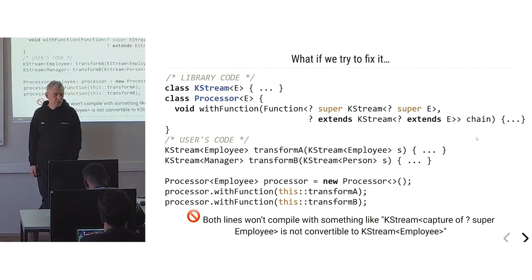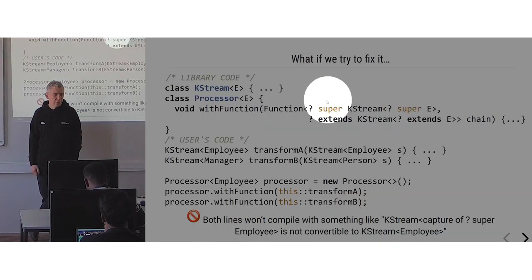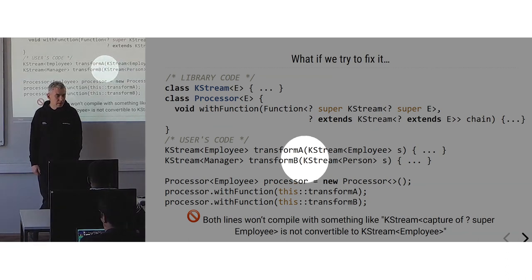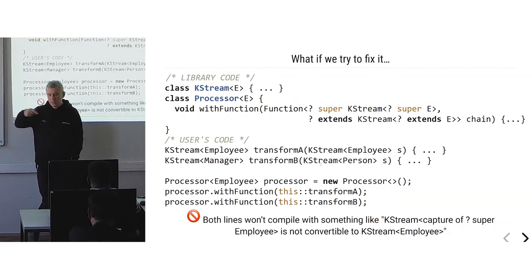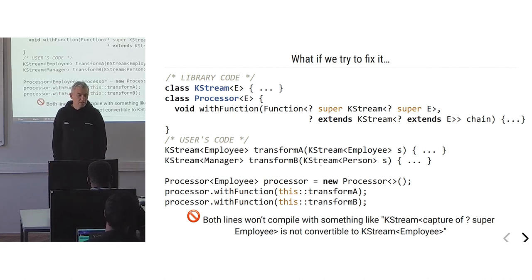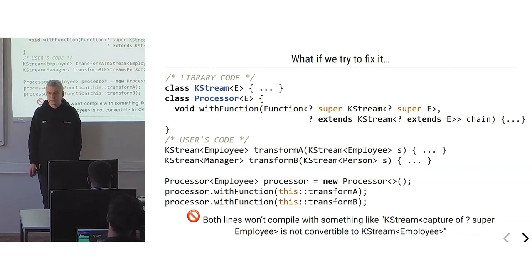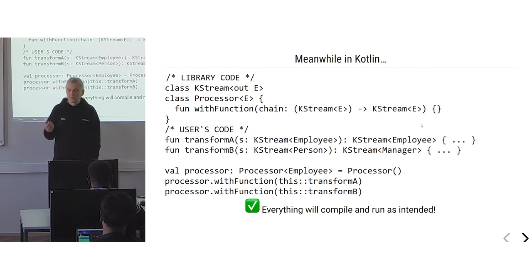So it will just tell you that if you are writing like this, then it expands question mark super KStream of Person as the type of this function. So it doesn't try to figure out the type recursively. It only looks at the first level. And still, this is not a solution. It just spoils everything. You can try it yourself. Still, it doesn't work. While in Kotlin, it all works smoothly.